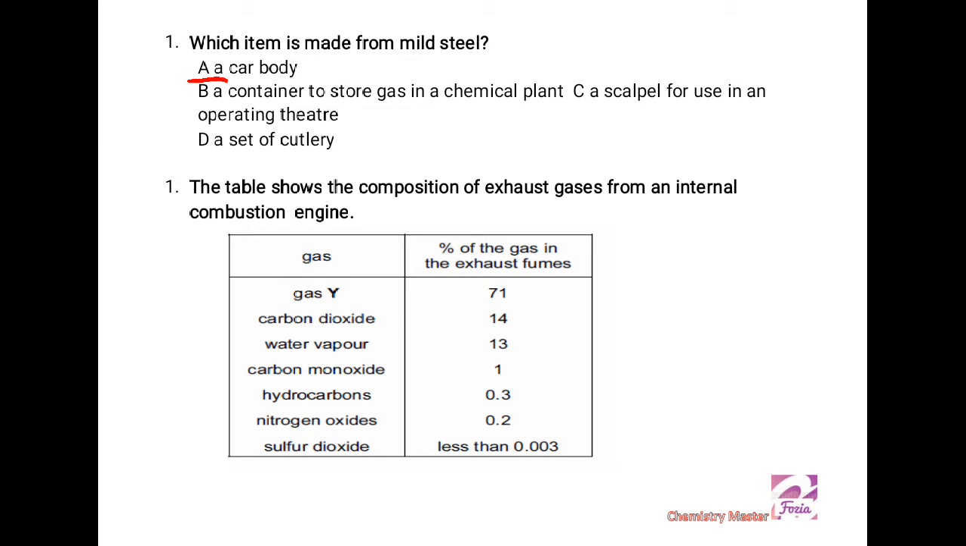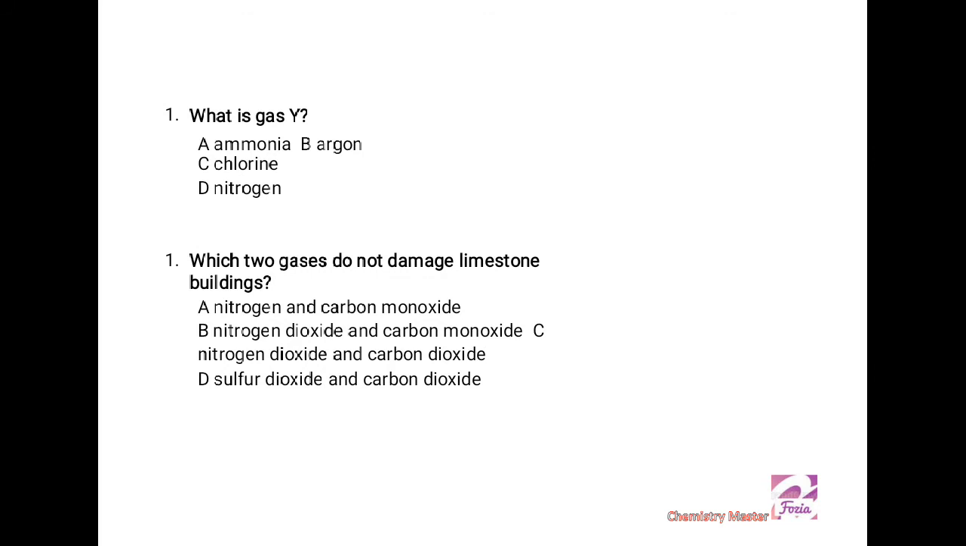The next MCQ is, the table shows the composition of exhaust gases from an internal combustion engine. Suppose none of the options is given here, the major content of the exhaust gas is none other than nitrogen. Now we see the options. Here we are lucky to have nitrogen in the options. Which two gases do not damage limestone buildings?